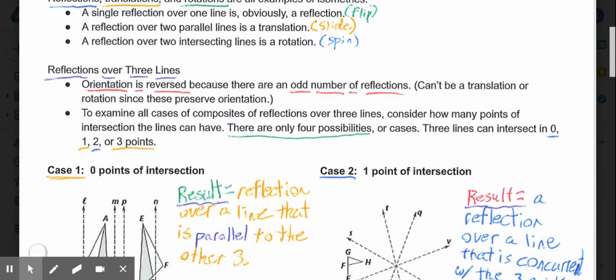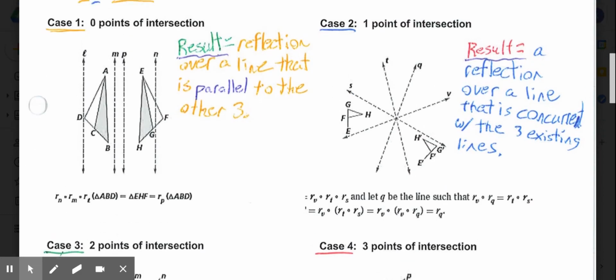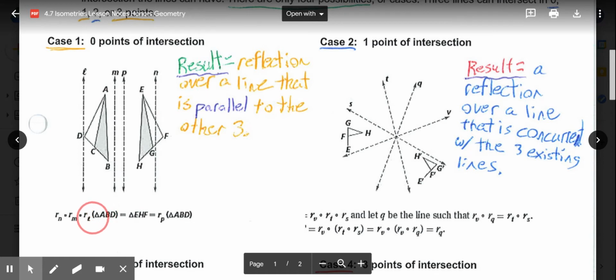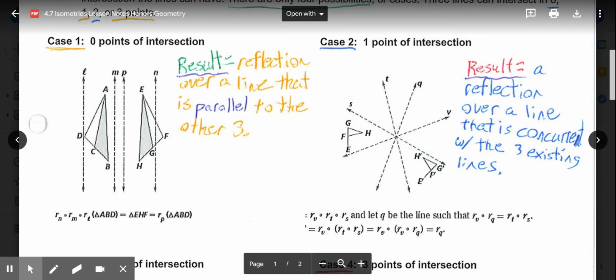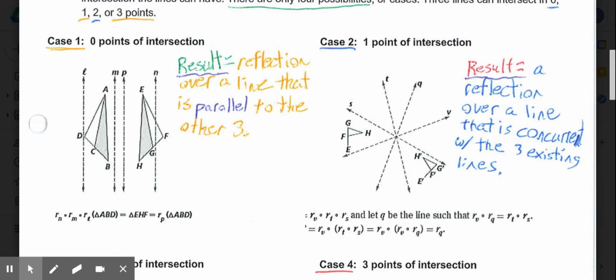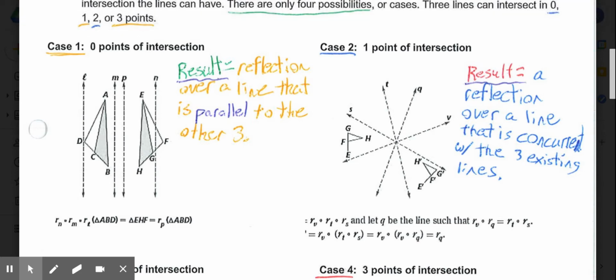Case 1 is if there's 0 points of intersection. So if we're doing three reflections and there's 0 points of intersection. In this example, case 1, they're taking triangle ABD, reflecting it first over L, then over M, and then over N. And that results in triangle EHF. That final resulting piece would simply be a reflection over a fourth line that is parallel to the original three. So EHF is the result of taking ABD and simply reflecting it once over P. So if we're reflecting over three parallel lines, our result is the same thing as a reflection over just one line that would be parallel to the other three.